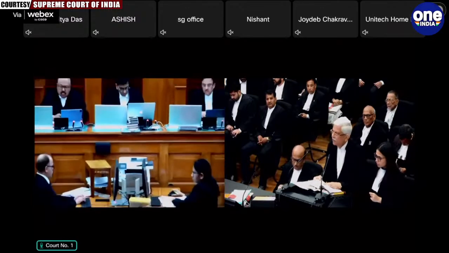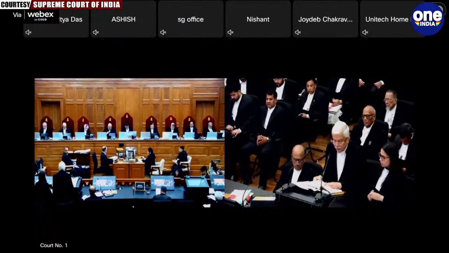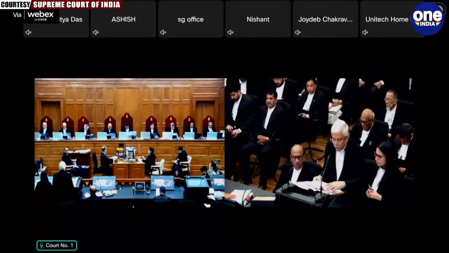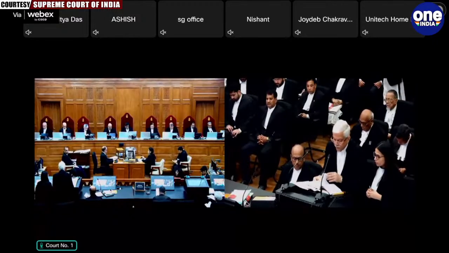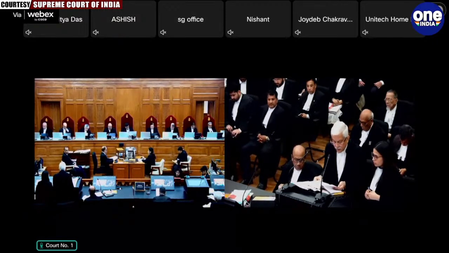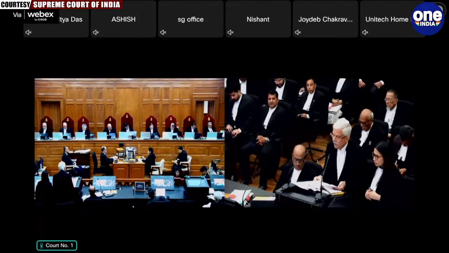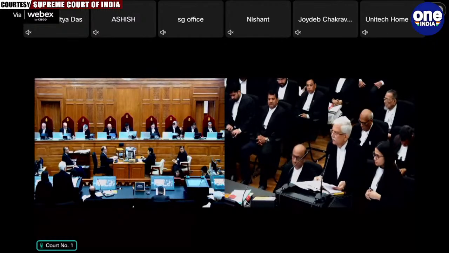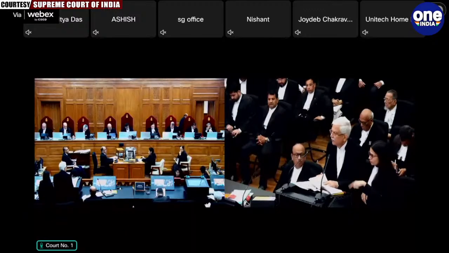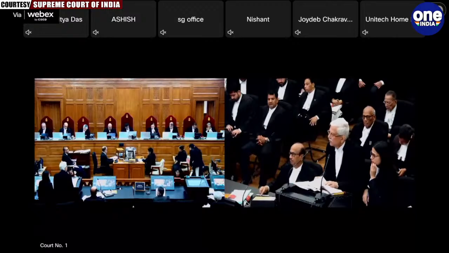Form I is also prescribed, probably at page 114. Form I, second page, there's a Roman small 6. He has to specify the mineral or minerals which the applicant intends to mine. My Lord Justice Pardiwala has got this one.